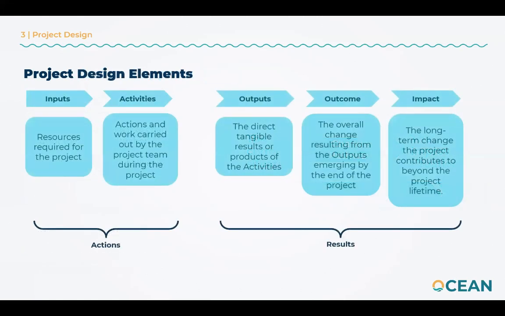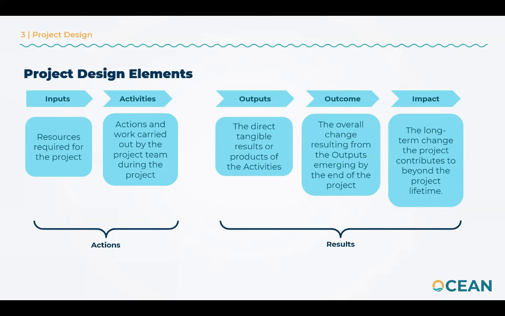And here are the typical project design elements used in a lot of our tools and a lot of other organizations' tools. So you typically start off with the inputs and activities. The inputs are the resources that you require for the project. Activities are the actions and work carried out by the project team during the project. And these should lead to outputs, outcome, and impact.